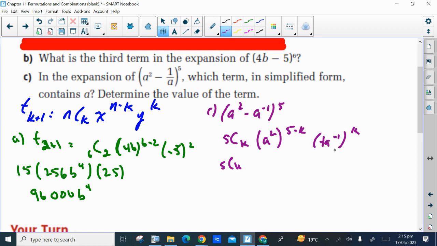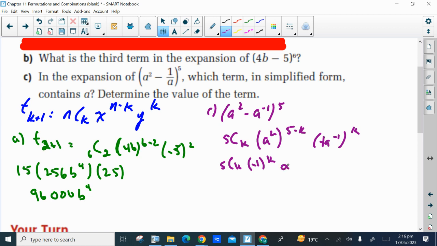There are two factors here. The negative 1 is one factor. The a to the negative 1 is a second factor. They're both raised to the power k. I'm going to take the negative 1 to the power k and move it as my next factor because it's going to be used to get the coefficient.